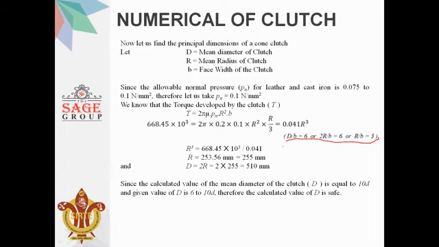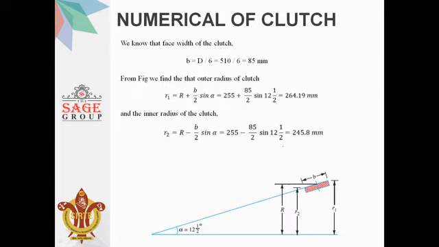Since the calculated value of mean diameter of the clutch is nearly equal to 10d, so given the value of d, it is 6d to 10d. Therefore the calculated value of mean diameter is safe. Now we know that the face width of the clutch b is equal to D by 6. So b will be equal to 510 upon 6, that is 85 mm.